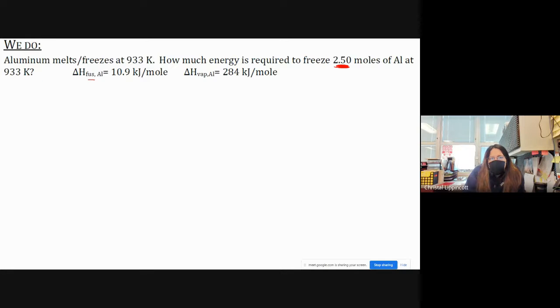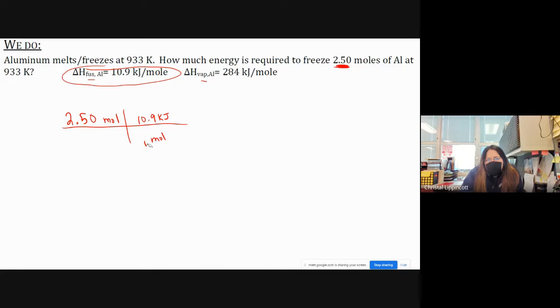Here is your fusion and your vaporization. Which one are we going to use here? The first one or the second one? This guy right here. Okay. They've already got this into moles for us, which is nice. I'm going to get rid of my moles. So this is going to be 10.9 kilojoules per 1 mole on the bottom. And when we calculate that out, remember this is losing energy, so we need a negative here. Negative is going to be our answer, and that's going to be 27.3 kilojoules.